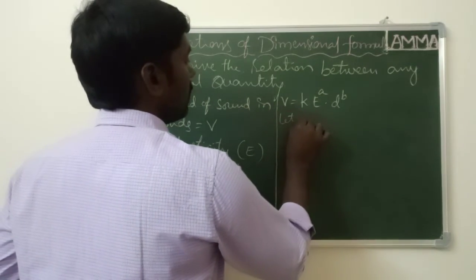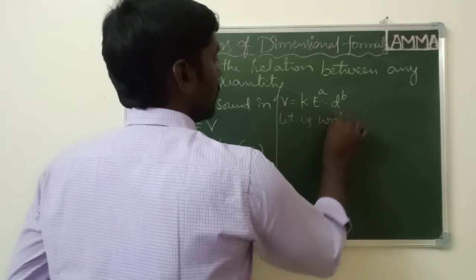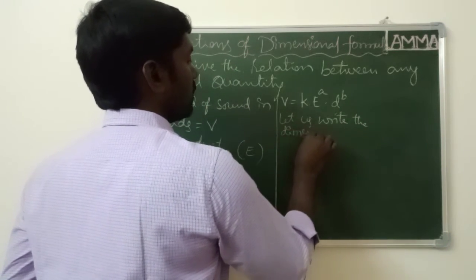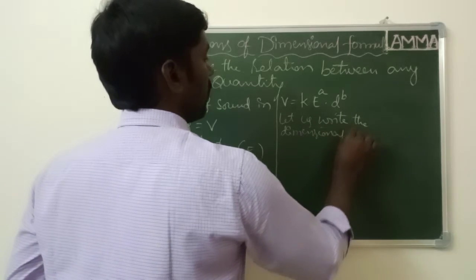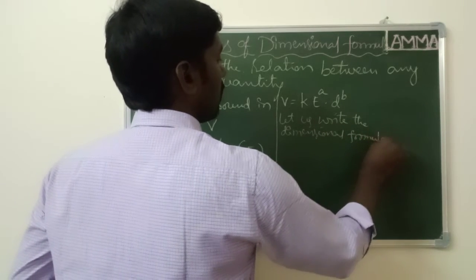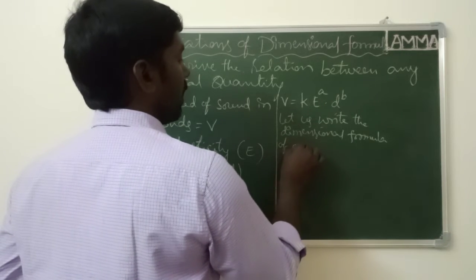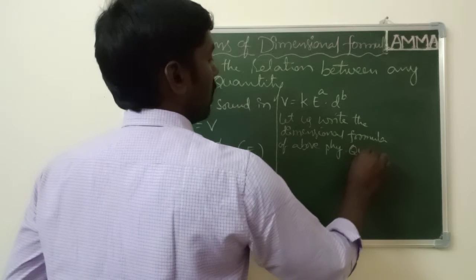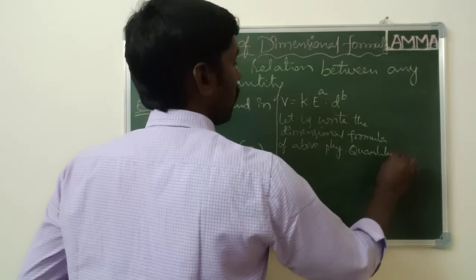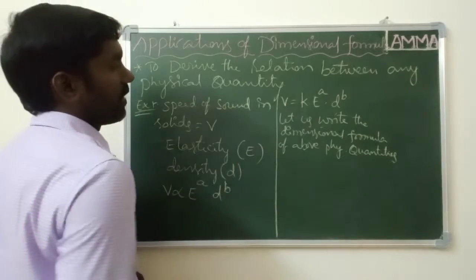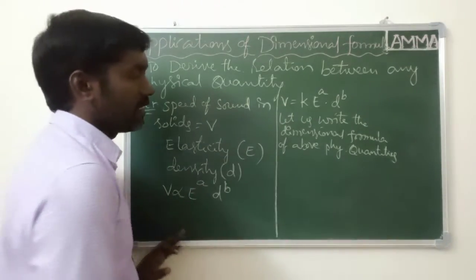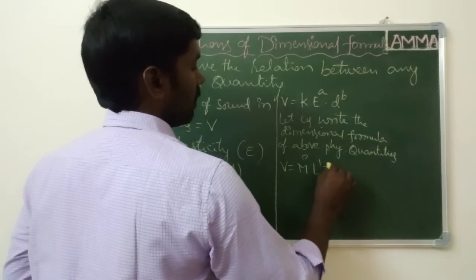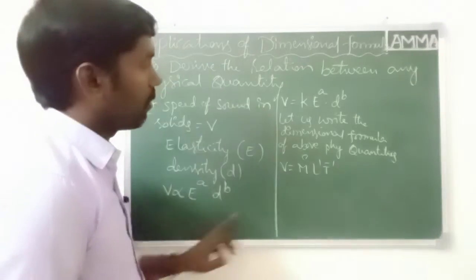Now let us write the dimensional formulas of the above physical quantities. What is the left hand side of this expression? Speed. What is the dimensional formula of the speed? M0 L1 T minus 1. That is the dimensional formula of the speed.